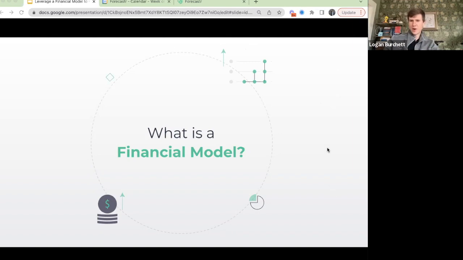So anybody want to throw in the chat what they think a financial model is? What is your definition of a financial model?